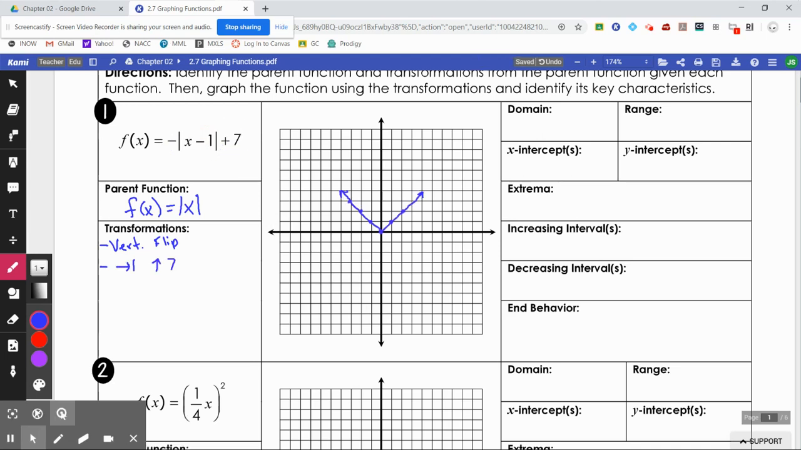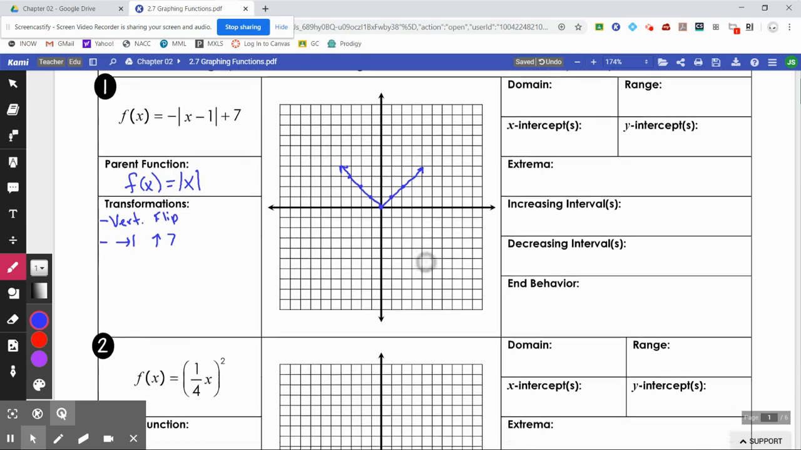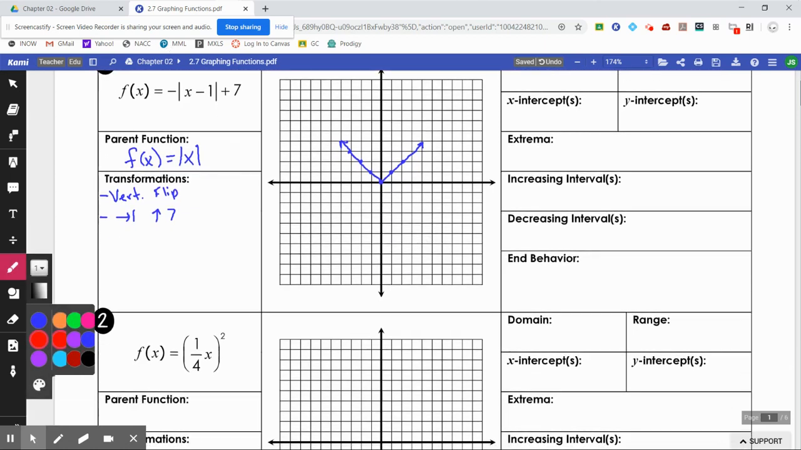Now here's what I've done. I've actually graphed the parent function here. And here's how I want you to go through this. We're going to take some points that are on the parent function, for example 0, 0, which I know is the vertex, and we should know already where this vertex is going. We're going to perform these transformations, and we're going to see where that point turns out to be.